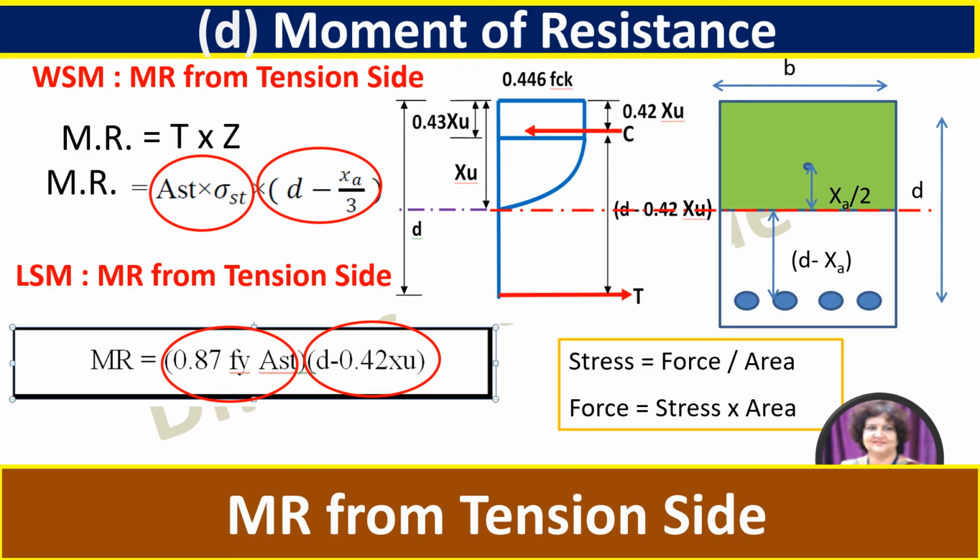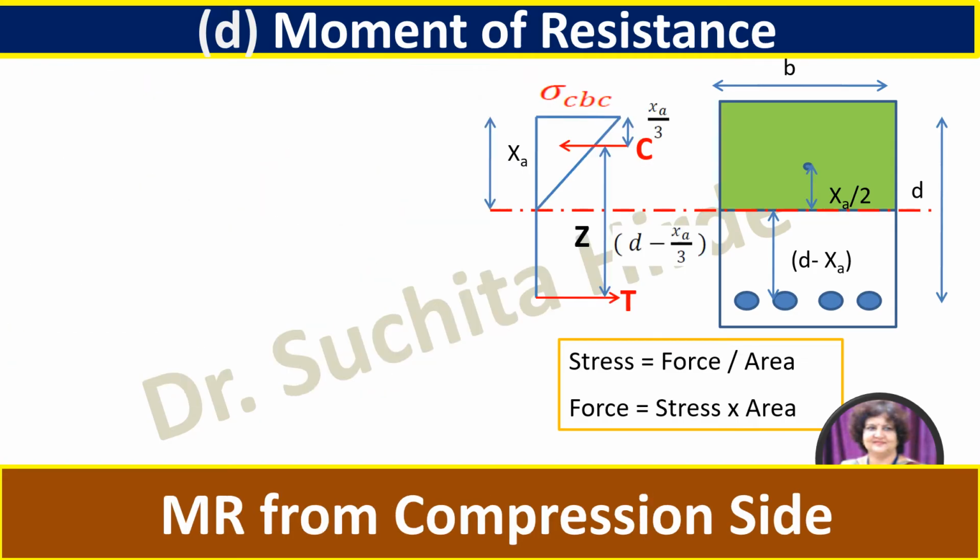Now we will understand the moment of resistance from compression side. To calculate the moment of resistance from compression side using working stress method, we have to consider this stress diagram. So here the stress in concrete is a linear variation like this. Sigma CBC means stress in concrete in bending compression. Sigma CBC is the stress at the extreme fiber, and at the neutral axis stress is 0.